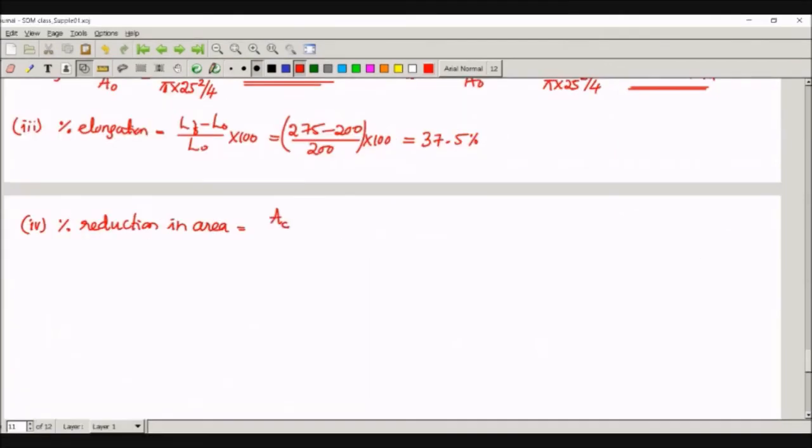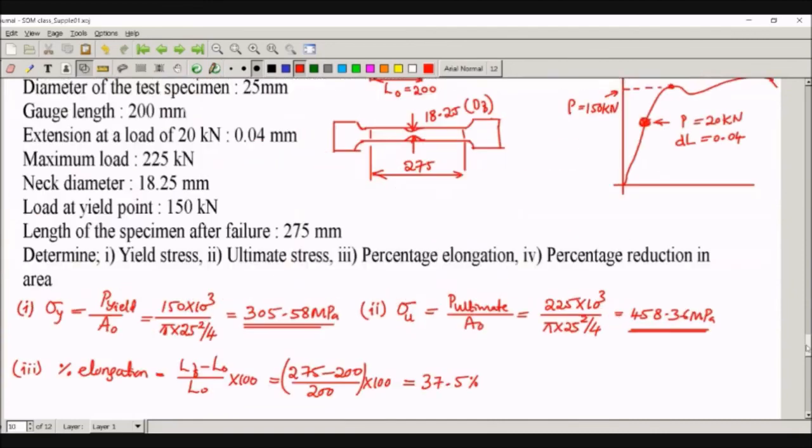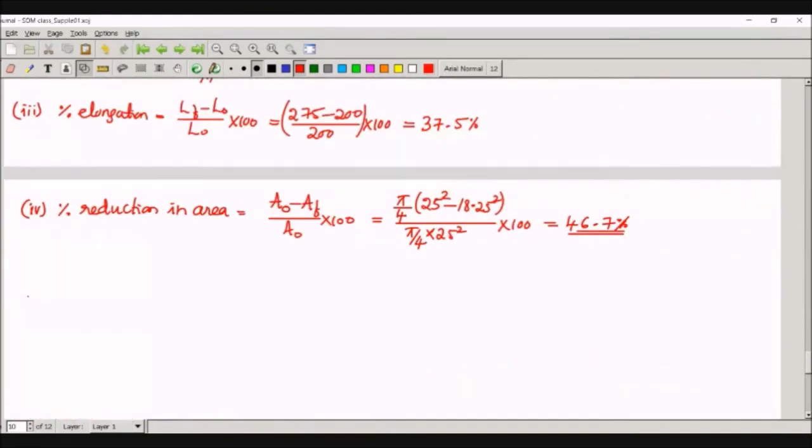It is defined as original area minus final area divided by original area into 100. And original area is pi by 4 d0 square, and final area is pi by 4 df square. I will take pi by 4 outside. 25 square minus 18.25 square divided by original area, which is pi by 4 into 25 square, into 100, gives 46.7%.